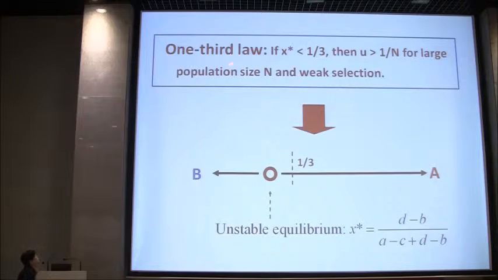This is the one-third law here. X star here is the unstable equilibrium, which is given by this expression according to the payoff matrix. So if X star is more than 1/3, then U is bigger than 1 over N for large population size and weak selection.